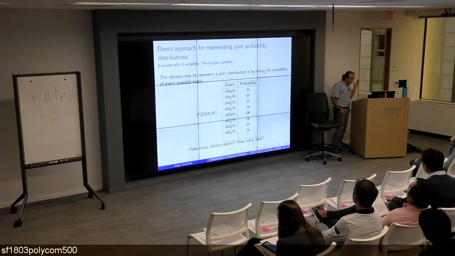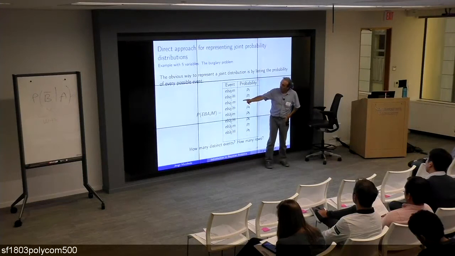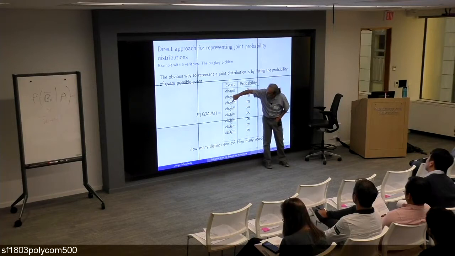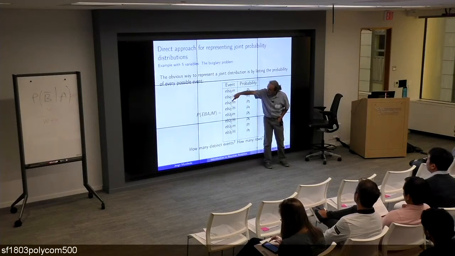What do I mean by this? Okay, who will read this to me in English? What does this mean? This is an event. Okay, so each of these are events. What is this event exactly? Everything happened, Mary called, John didn't. Right, so basically, there is an earthquake, I'm being burglarized, the alarm is ringing. John didn't give me a call, but Mary did. This is exact. I assigned such a number.